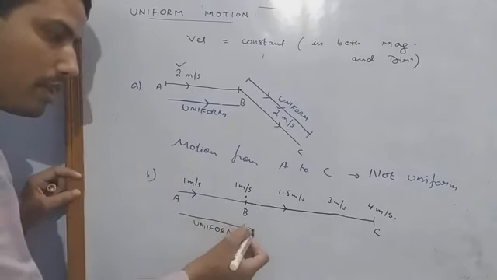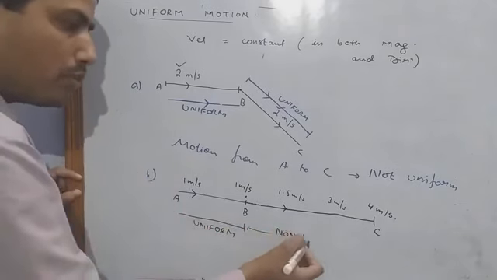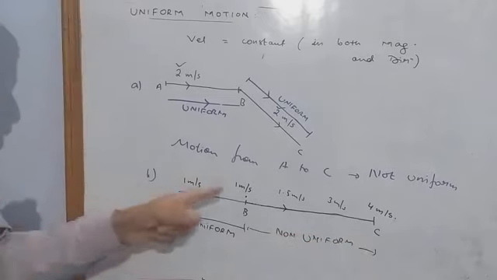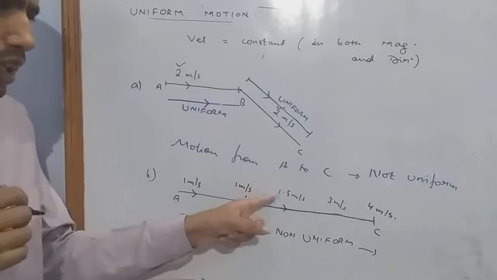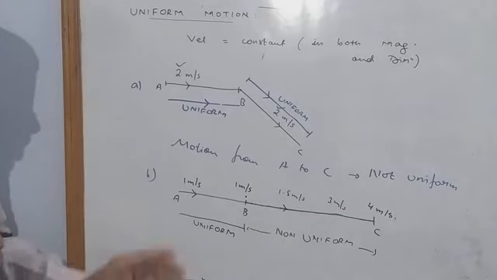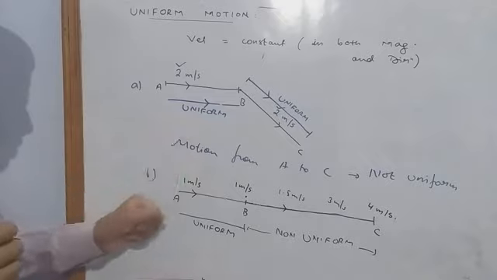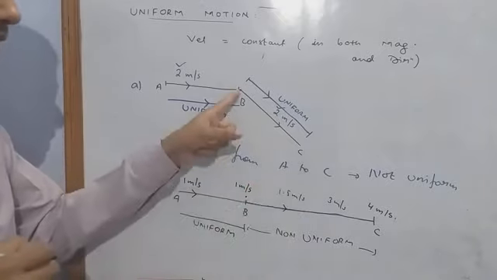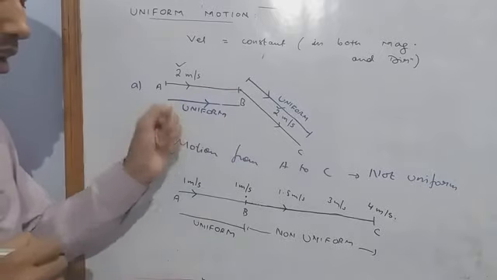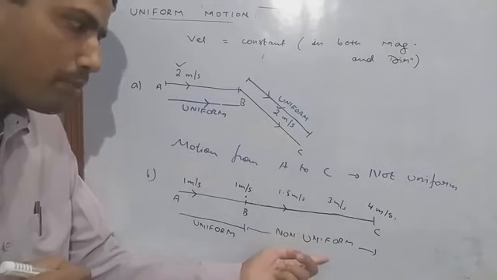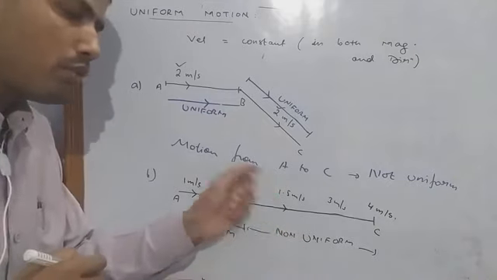But from here to here, the motion is non-uniform. Why non-uniform? Because the value of velocity, 1, 1.5, 3, 4, is changing continuously. That's why this motion is non-uniform. I have discussed two examples. Here, the motion from A to C is not uniform because there is change in direction of velocity. And here this part B to C is non-uniform motion because there is change in value of velocity.